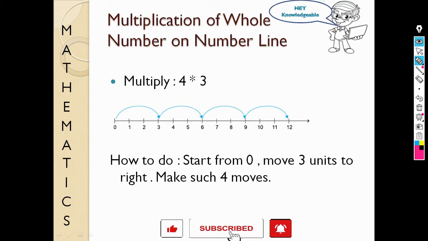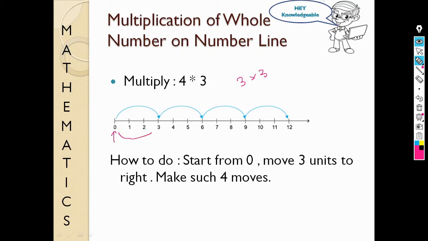Suppose you have to do the calculation for 3 into 3. Then what you have to do is start from 0, go to 3, and take three similar jumps. That is the first jump we have taken, then the second jump, then the third jump. So the answer is basically 9.